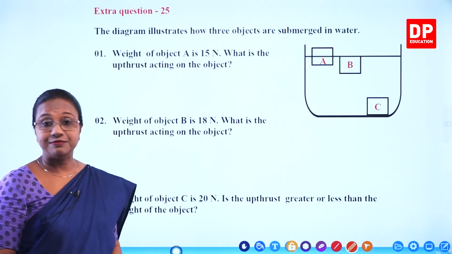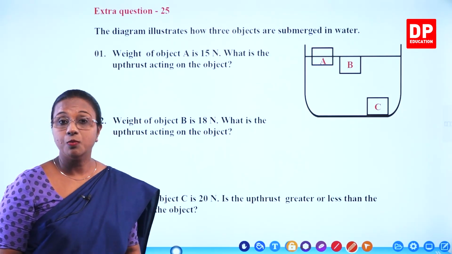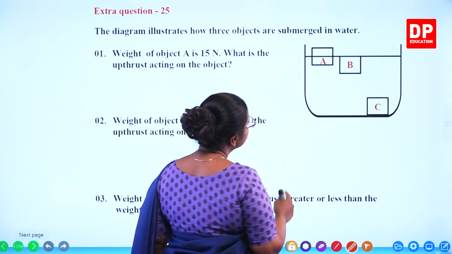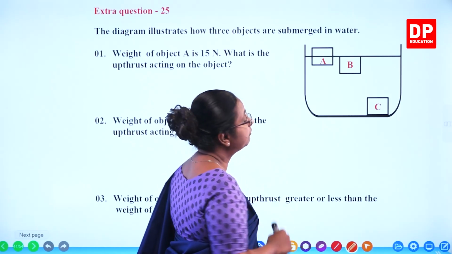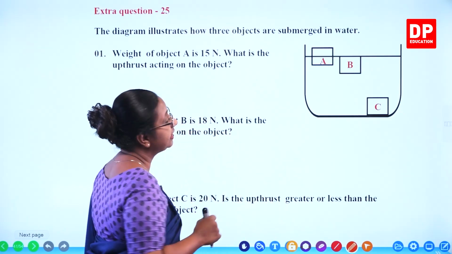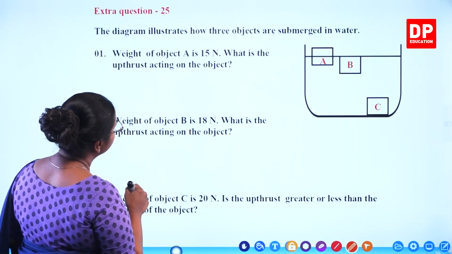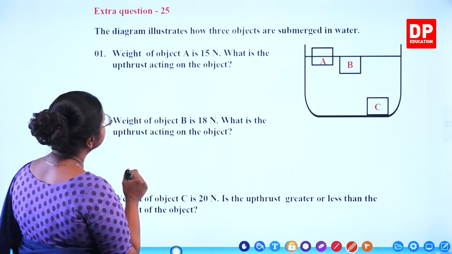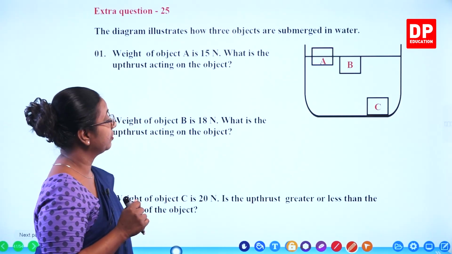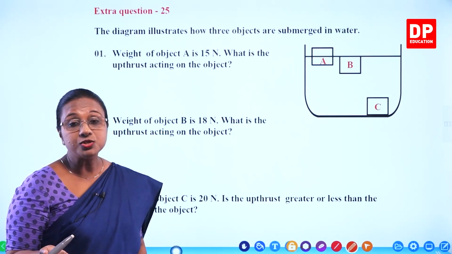Extra question 25. The diagram illustrates how three objects are submerged in water. So if we look at the objects, you can see A is partially submerged and floating, B fully submerged and floating, C is sunk in the liquid, or here it is water. C has sunk in water. Weight of object A is 15 Newton. What is the upthrust acting on the object? The weight of the object is 15 Newton. What is the upthrust acting on the object? It will be also 15 Newton.